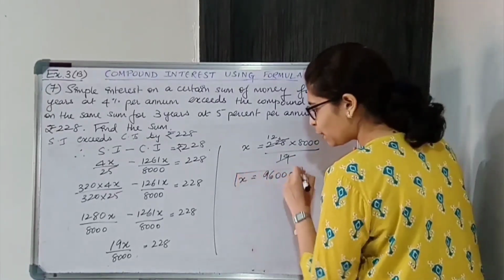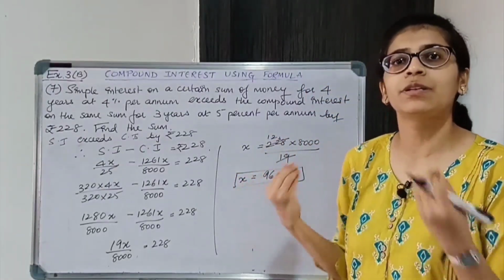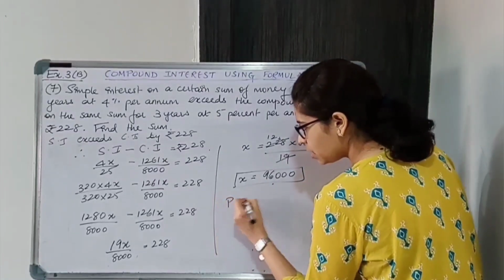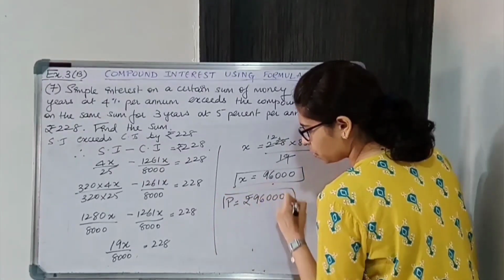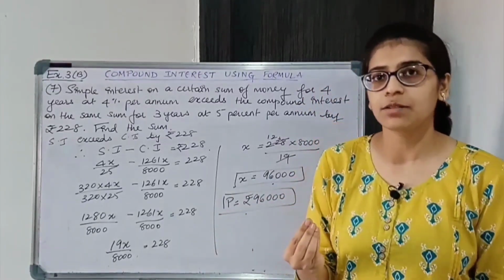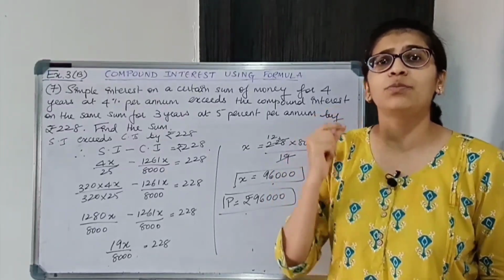Okay, so we found x, that is the sum. Sum is x rupees, principal is x rupees. So principal is rupees 96,000. Write down the final statement. The sum of money is rupees 96,000. Don't forget rupee ka symbol.